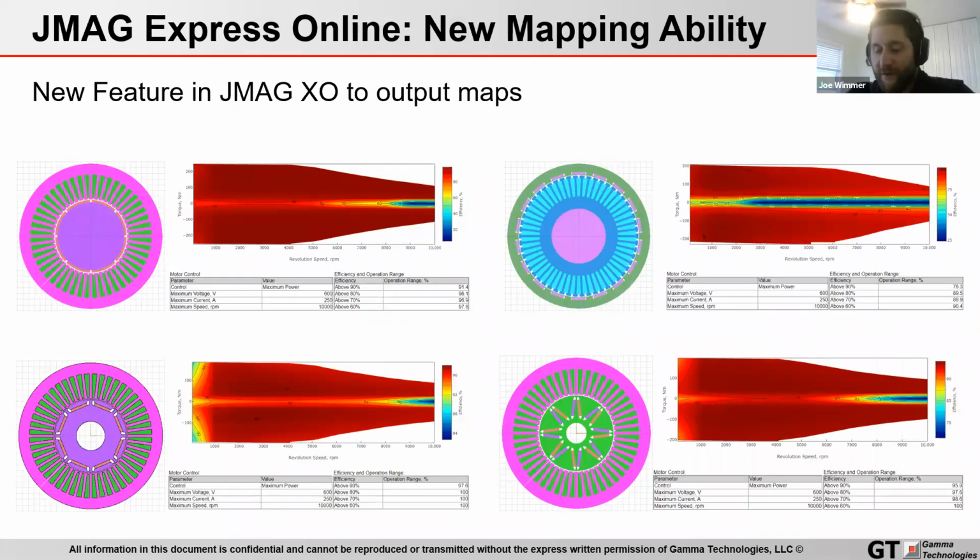And so this was a big new feature for JMAG Express Online, and I want to personally thank JSOL for developing this, because it's been very helpful for us. And that's actually going to be the ability for JMAG Express Online to automatically output maps or efficiency maps or power loss maps, where these might be, once again, efficiency versus speed and torque. And so there's a new workflow within JMAG Express Online in order to actually calculate and export these automatically.